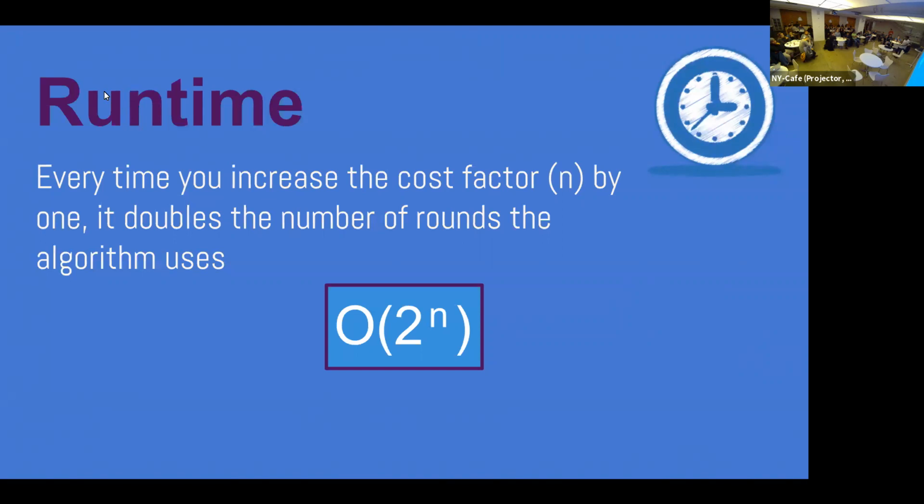With my laptop personally, I have an i5 third generation, and anything more than like 13 or 14 starts getting really, really slow. So keep that in mind when you're increasing your cost factor. You don't want to be putting anything like 100 or something in there. For you guys that are familiar with Big O, the runtime increases on the order of 2 to the n, n being your cost factor.